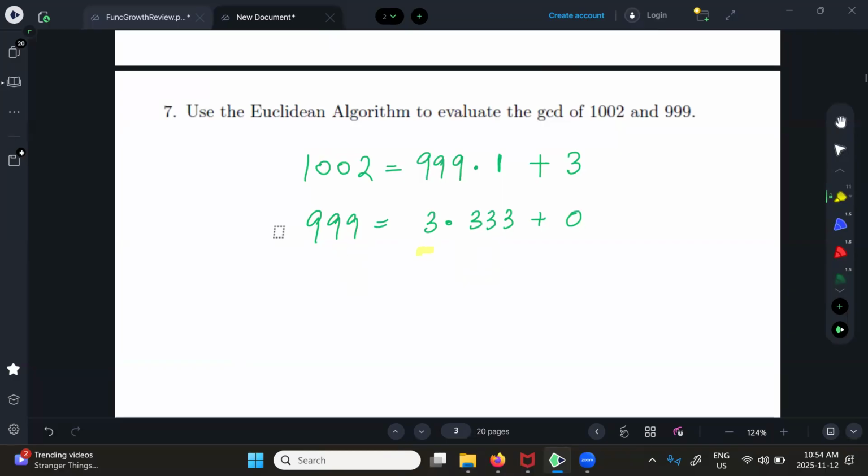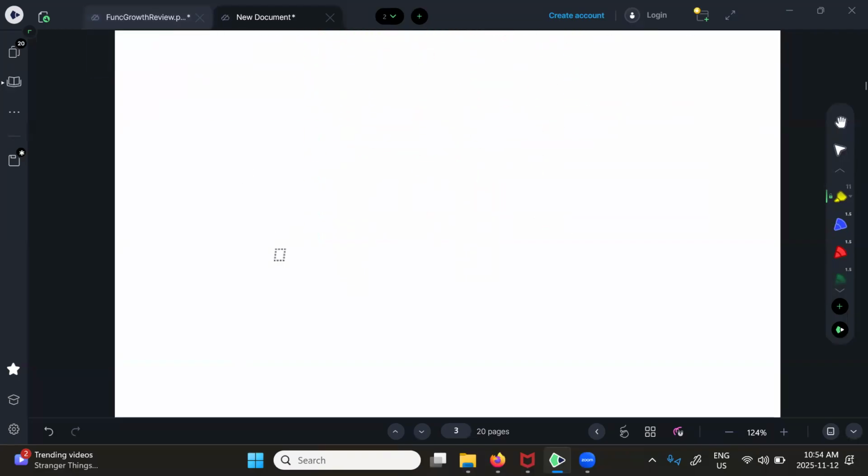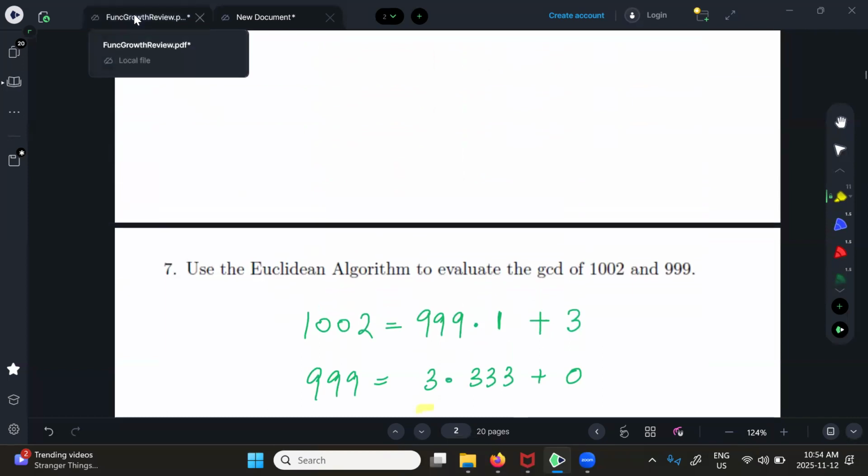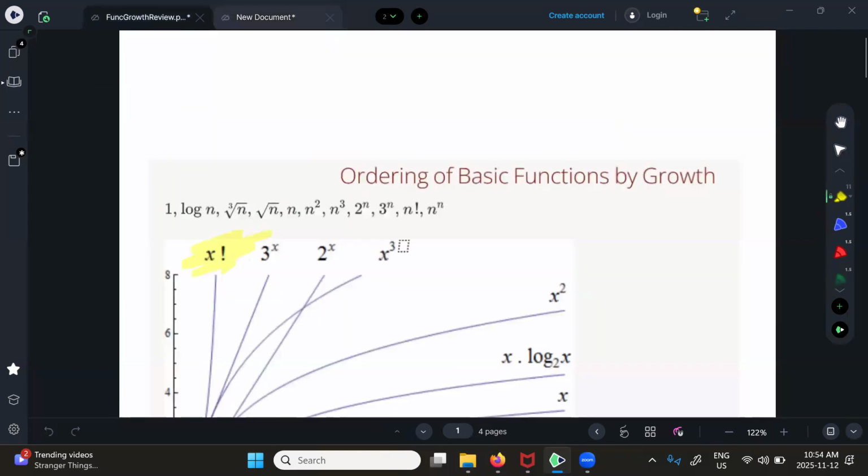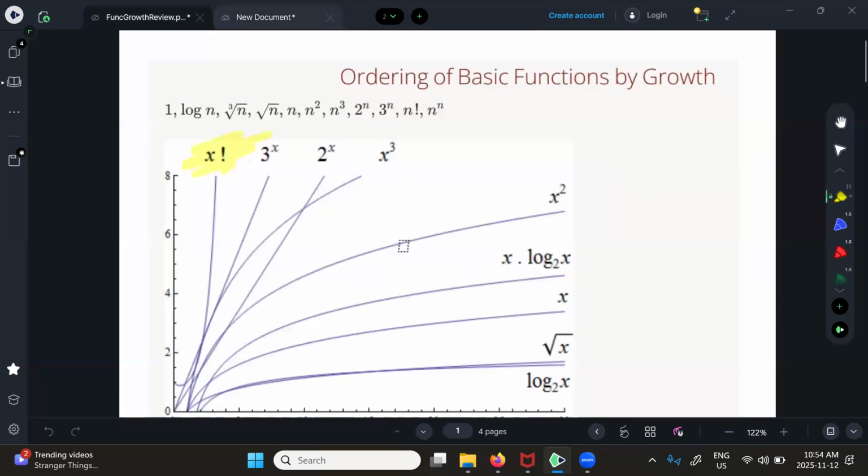Good. I want to go back to the function growth quickly because I want to cover that. I don't want to post too many videos on YouTube. Okay, we remember this graph. I went over this graph before our paper quiz. You remember this graph now, okay?